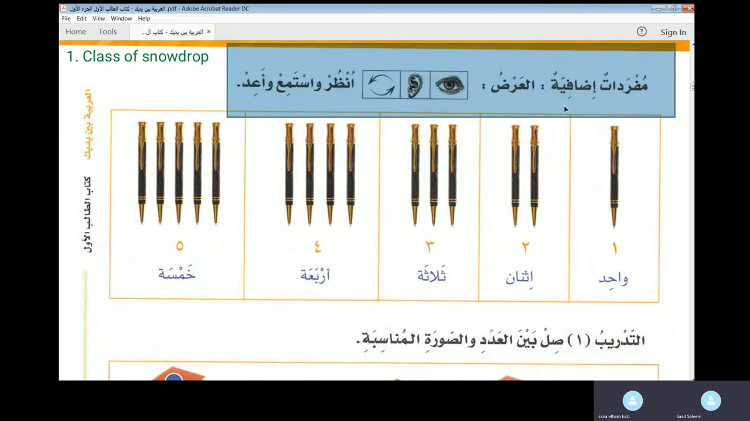Mufradat is vocabulary. Idafiyyah means extra vocabulary. Okay, so this is extra vocabulary.